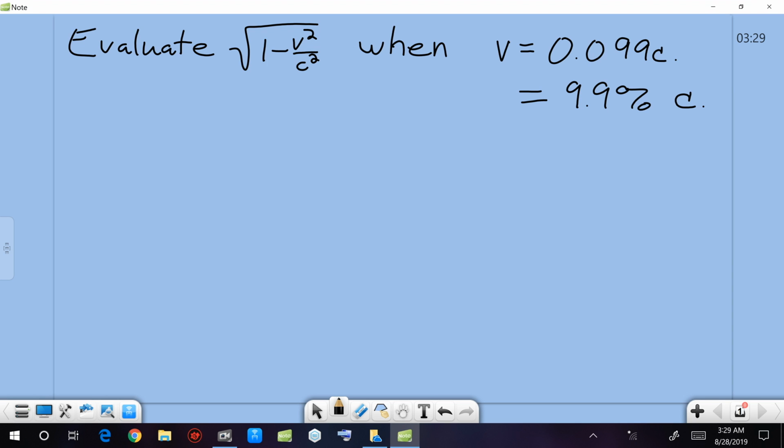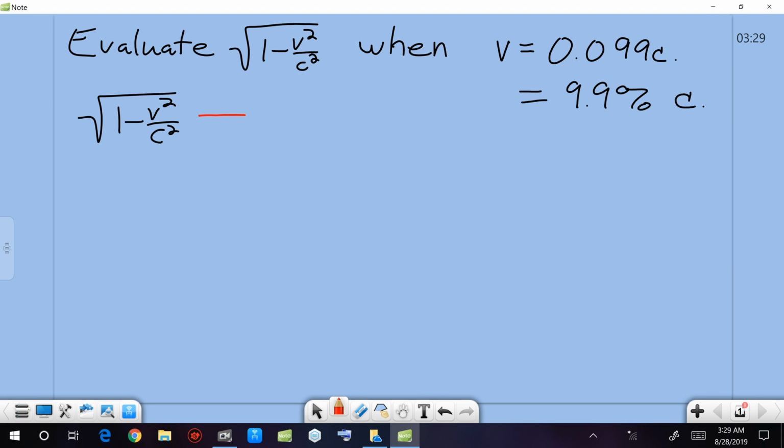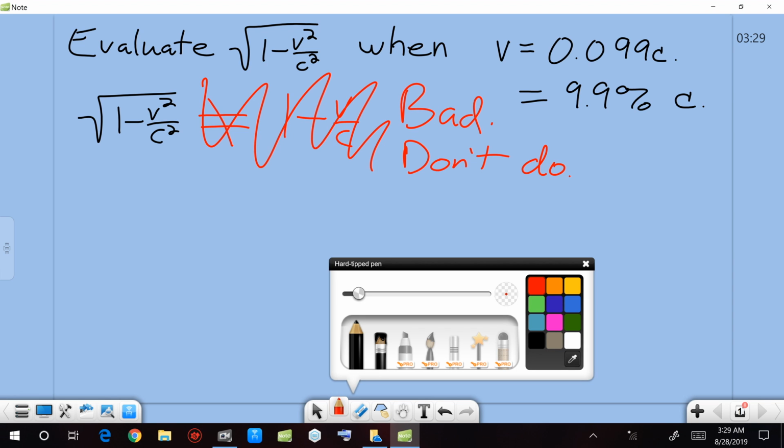So first things first, let me show you what this is not equal to. 1 minus v squared over c squared. When you're dealing with the square root, you absolutely cannot do the following thing. So this is not equal to 1 minus v over c. That is not how algebra works. You're not allowed to do this. Let's just get rid of that completely and write the word bad. That is bad. Don't do that.